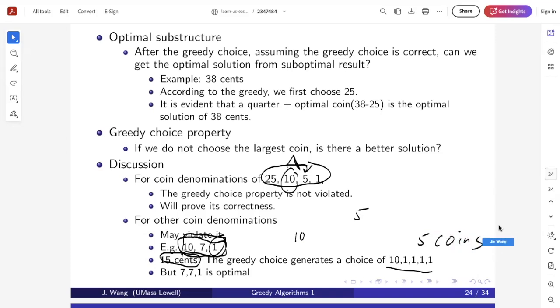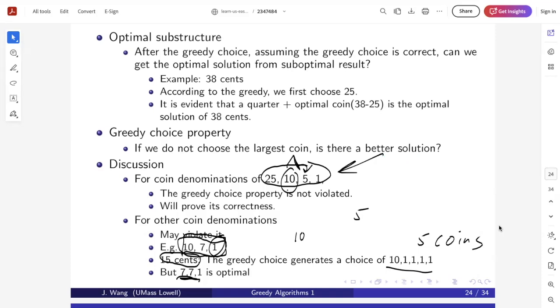However, if I don't use the greedy choice, I could have 7, 7, 7, 1. So this is optimal. So the greedy choice doesn't always work for some other denominations, but it works for this denomination.